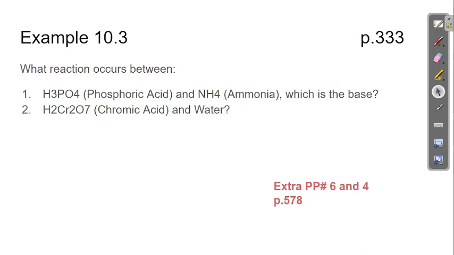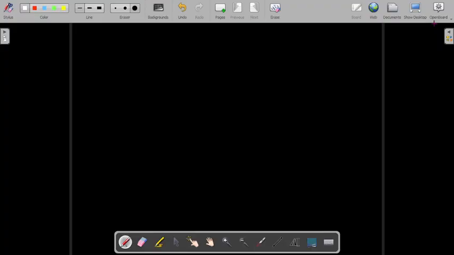Well, we know the ammonia is a covalent base. And then you have another acid, chromic acid, and water. So water here again is the base. We have those 2 examples. Let's go to the board and see how we break this down.